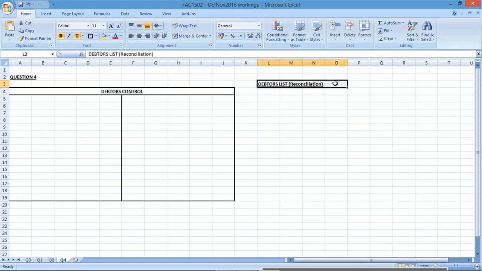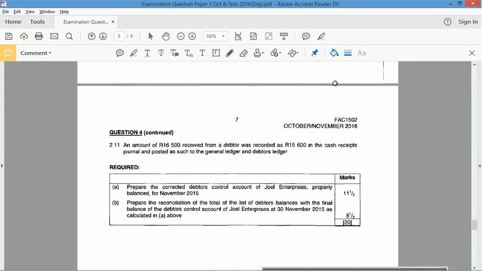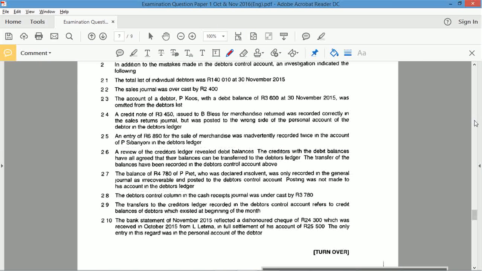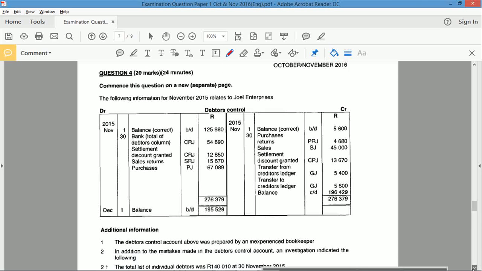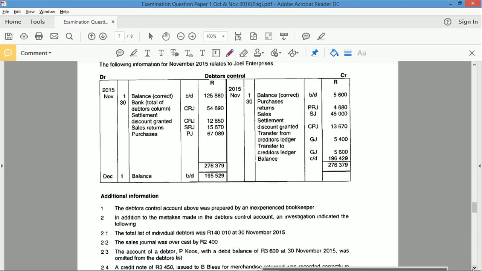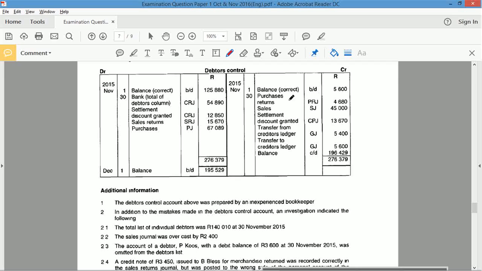Remember, the debtors list will have A, B, C, D, E, F, G. Mr. A, Mr. B, and so on, and all their balances. Debtors control will just say, this is how much your debtors owe you. Totals, that's all. So, go back to the question, read the question, get your easy marks. Easy marks will be the first bit. Is he or she supposed to record whatever we had here in the actual books? Well, the balance here was correct, the balance there was correct.